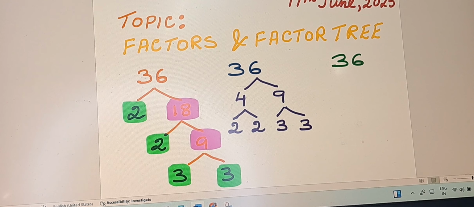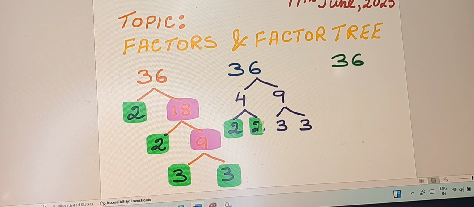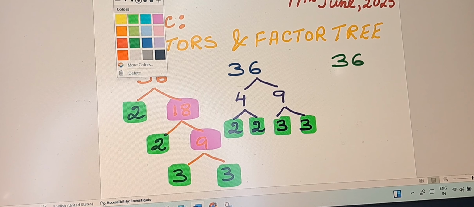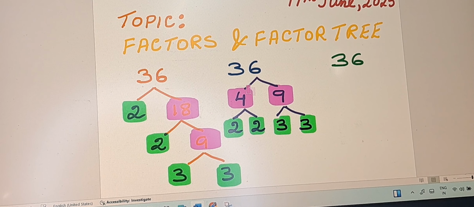So what are the prime numbers we are getting, students? We can see over here again the same prime numbers we are getting. But what about the composite numbers? The composite numbers are changing over here, that is 4 and 9. So I am representing them with the help of pink color.